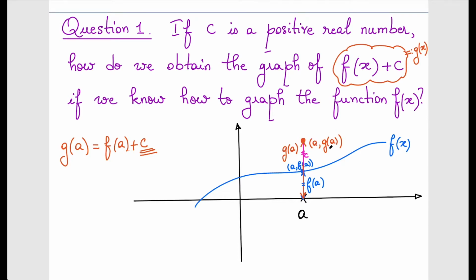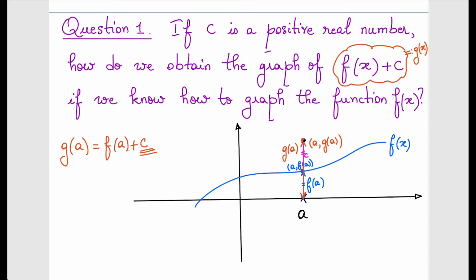And that's the point whose first coordinate is a and belongs to the graph of g. Because any point on the graph of g looks like something comma g of the thing, right? And that thing is in the domain of g. So that point happens to be a. So a comma g of a is going to be on the graph of the function g.